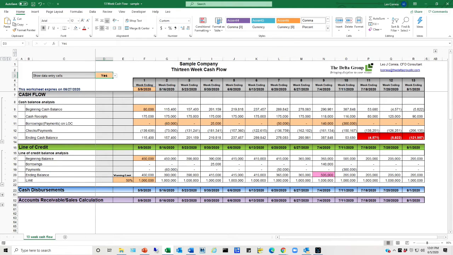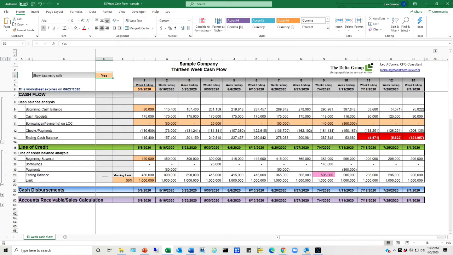For those companies with a zero balance account that automatically sweeps, we have another version of this 13-week cash flow model that calculates the line based on a zero balance sweeping activity. We also have an additional section for this 13-week cash flow that calculates the borrowing base certificate data on a weekly basis so you can monitor your liquidity weekly.